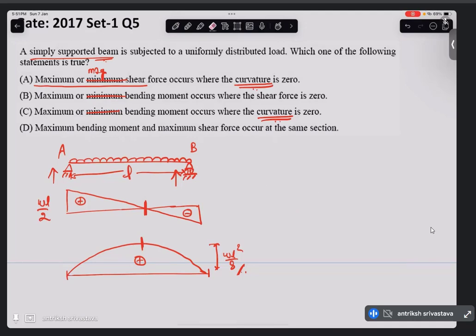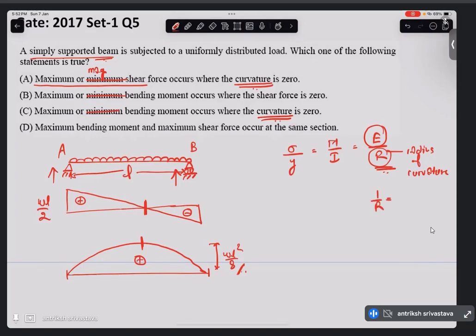So if you remember the formula when we were looking at the stress at a certain distance from the neutral axis of the beam, if you have seen that in your SOM, the formula was something like sigma by y is equal to M by I is equal to E by R. What was this R here? E was definitely the Young's modulus. What was this R here? R was the radius of curvature, right? And 1 by R, also written as K, is the curvature.